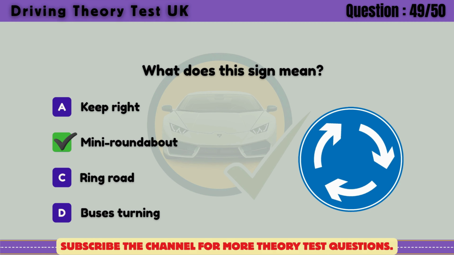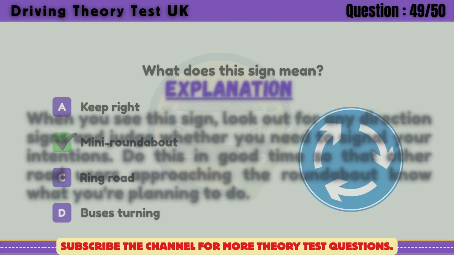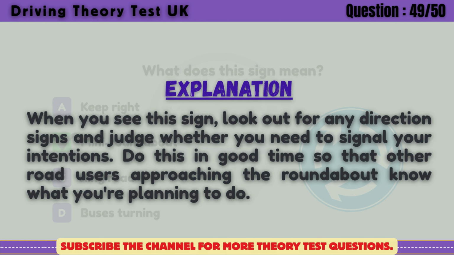Answer is B. Mini roundabout. When you see this sign, look out for any direction signs and judge whether you need to signal your intentions. Do this in good time so that other road users approaching the roundabout know what you're planning to do.